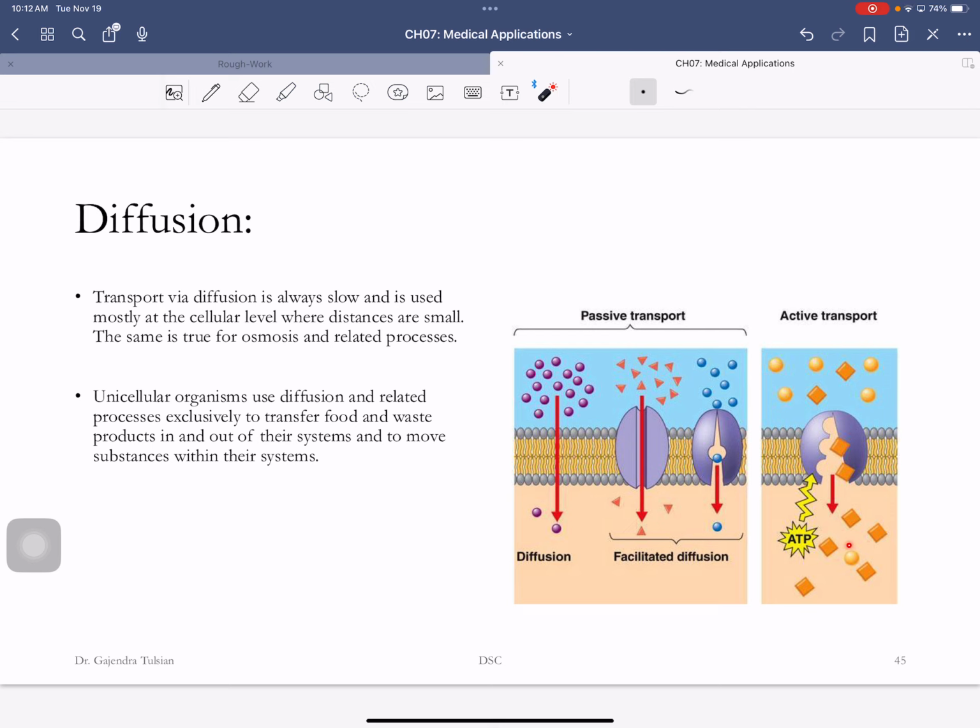So when you want to absorb the last bit of nutrients, you have to do this. When you want to transport waste, you have to do this. When you want to transport stuff against a concentration gradient, you will use either pressure or you'll have to spend energy. So when you spend energy, that's active transport.